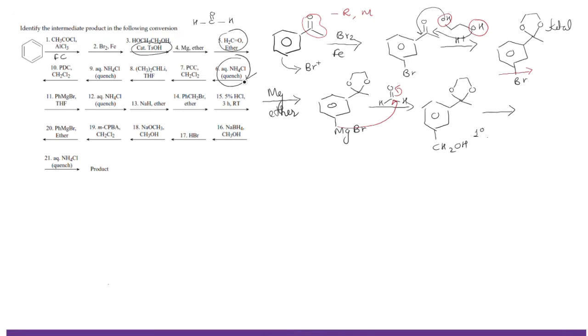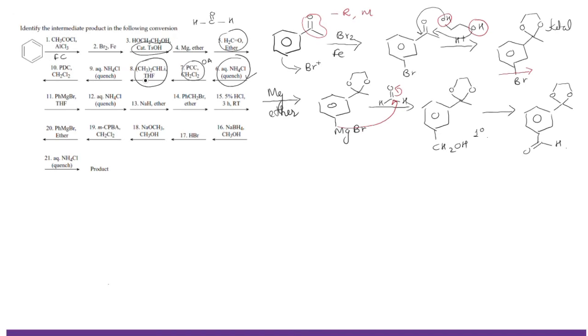Now let's see what is done after this. The seventh reagent is PCC in dichloromethane. This is a popular oxidizing agent used to convert a primary alcohol to an aldehyde. So this group will remain as it is, and you can see that this will get oxidized to an aldehyde like this. Once you get the aldehyde, you're treating it with an organolithium compound in tetrahydrofuran.